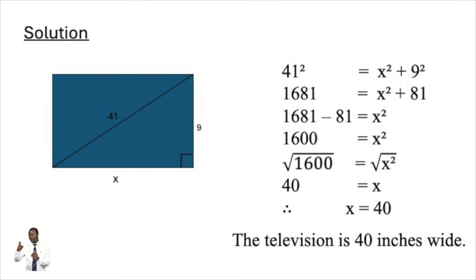squared. To find x, we need to take the square root of both sides. The square root of 1600 is 40. And on the right-hand side, the square root takes up the square sign, so we have x. Therefore, x is equal to 40. Mind you, this is a word problem. So at the end, you narrate your answer nicely. So therefore, the television is 40 inches wide. I believe this is very understandable.